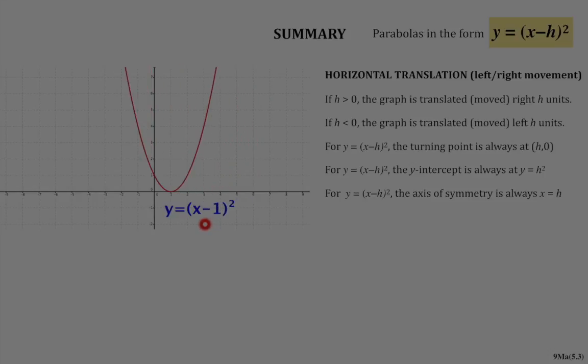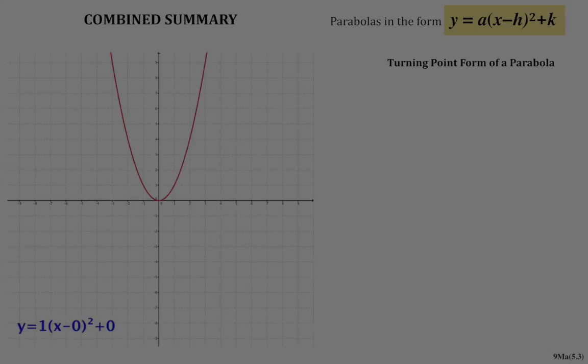When I have minus a minus, which is really just x plus that number, squared, it's moved left that far. So we need to make sure we understand how the left and right movement happens. Now let's do a summary of all of this. We can move things right side up or upside down. We can move left or right, and we can move up or down.